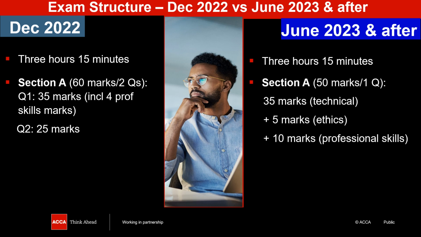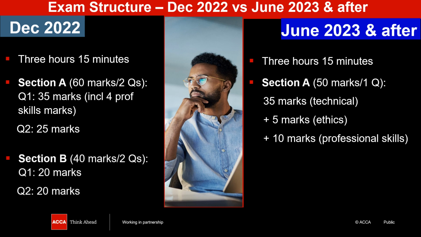However, under the new structure, there is only 1 question in Section A for a total of 50 marks. Technical content is now reduced to 35 marks only, while 10 marks are assigned for professional skills. That includes the 4 report format marks as before. A new component, ethics, is now added, which is worth 5 marks. I'll talk about professional skills in further detail in the next slide.